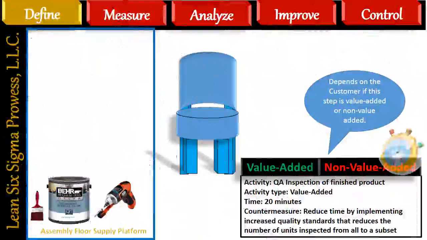Activity, QA inspection of finished product. Activity type, value added. Time, 20 minutes. Countermeasure, reduce time by implementing increased quality standards that reduce the number of units inspected from all to a subset.